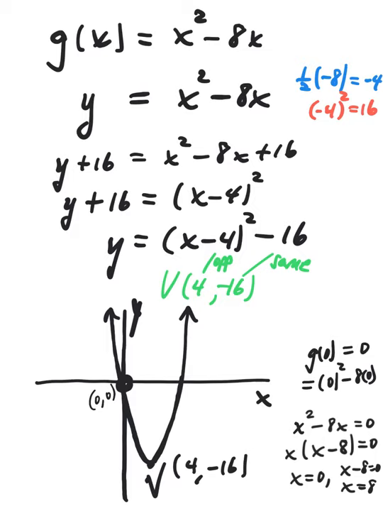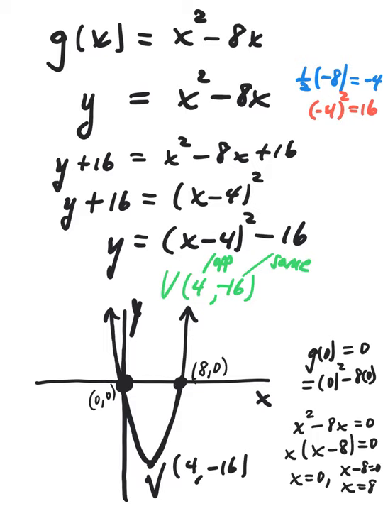Now we've already got 0, but we don't have that 8 yet. And that's what this number and location give you. Okay, so your y-intercept is the origin, your x-intercepts are the origin and 8.